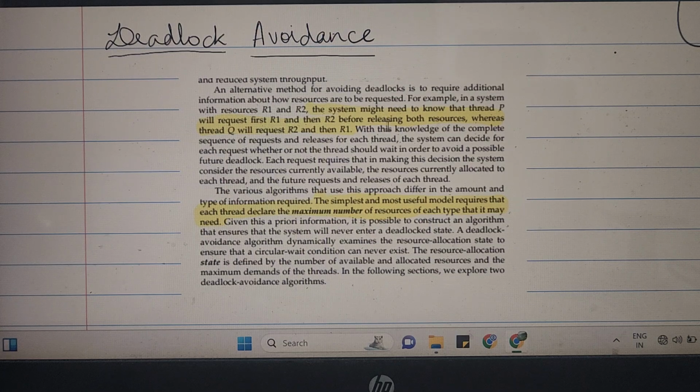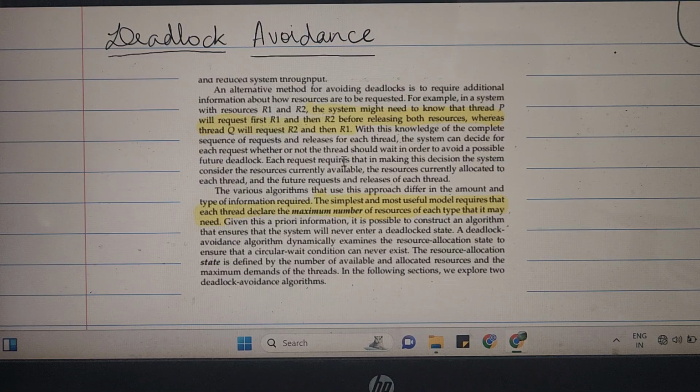So for avoidance, in order to implement a sensible and working avoidance algorithm, you need some additional information, such as you might need to know that thread P will first request R1 and then R2 before releasing both resources, whereas thread Q will request R2 and then R1, and things like that. Basically, you might want to not only know which resources each process is going to ask for, but also how many instances of each and in what sequence. So you might need this type of additional information in order to be able to implement a foolproof avoidance algorithm.